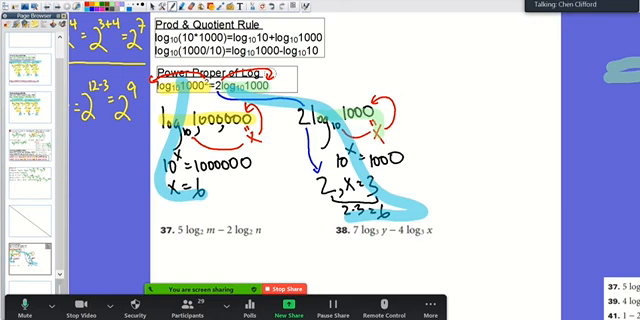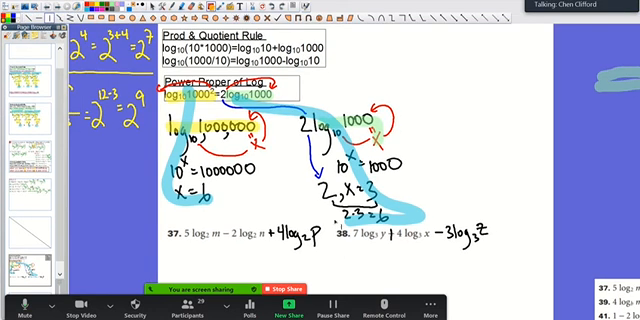Okay, so I want to show you some problems in action. I'm going to make this a plus here, and I'm going to modify this so that it says 3 log base 3 of z, and I'm going to modify this so that it says 4 log base 2 of p. Now let's look at these two problems here.